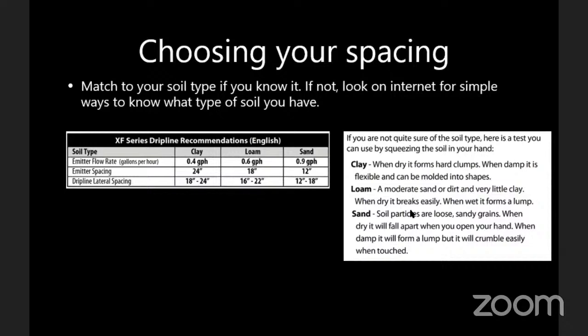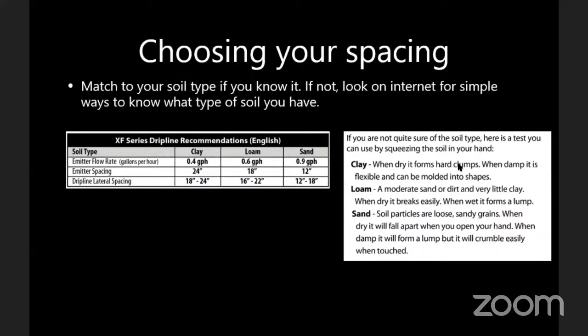And then this is the slide that has that general guide. Here, what you can do, get some soil up. If you have clay, when it's dry, it forms very hard clumps. When it's damp, it's flexible, almost plasticky, and you can mold it into shapes. Like, maybe I can make a little pot out of it. It might have a little sand, might have a little grit, but it's very slick. And also when it's wet, it will leave a soily film on your hands.